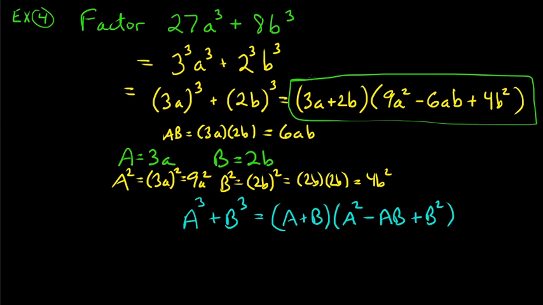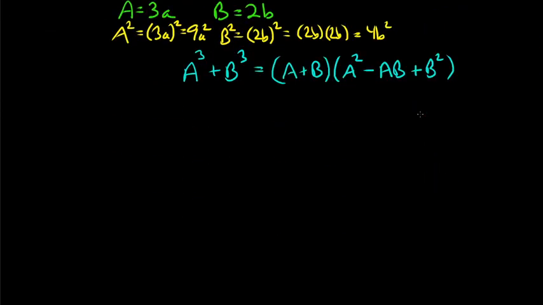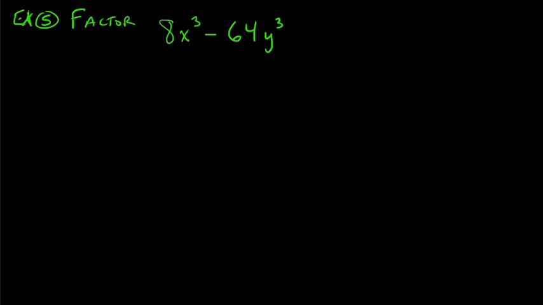Okay. So this is a pretty standard one. You just kind of have to get used to it, right? I know it's not easy at first. I'll let you try another and see how you can do. Okay, so try this one. We want to factor 8x cubed minus 64y cubed.